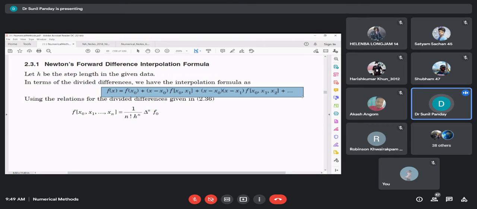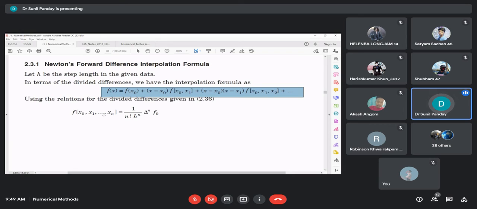If you remember, this is the Newton divided difference interpolation formula we used in today's class. F of x equals f of x naught plus x minus x naught times the first divided difference of x naught, x1, plus x minus x naught, x minus x1, times f of x naught, x1, x2, and so on. So the two formulas, Lagrange interpolation and Newton divided difference interpolation, can be applied to both kinds of data, because their development does not depend on the difference of two consecutive values.